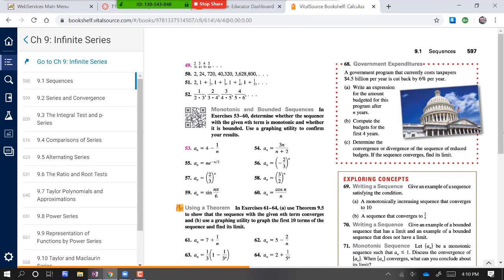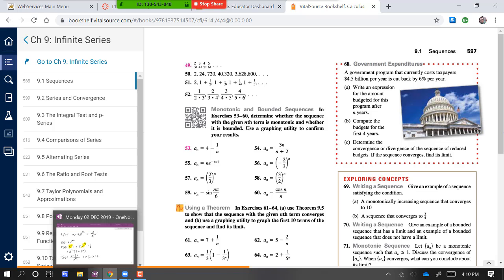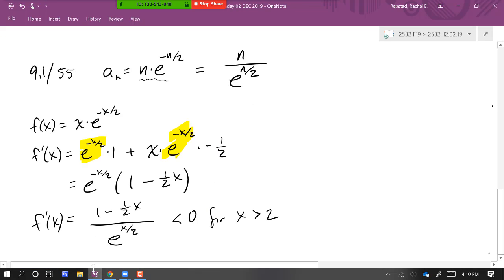And then is it bounded? I think it's got to be. The terms approach 0, and the terms are always positive. And we showed that it's monotonic as long as n is at least as big as 2. So if we ignore the first term, then it's bounded and monotonic.